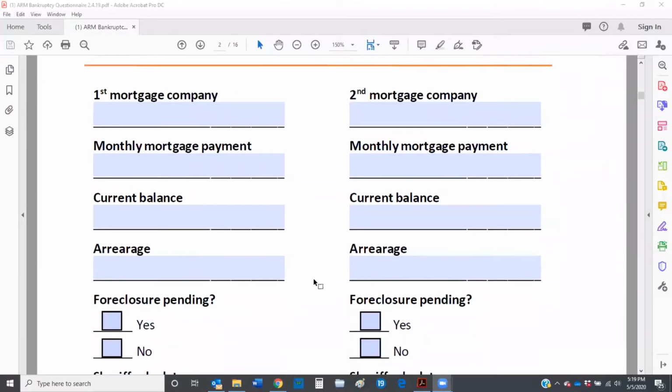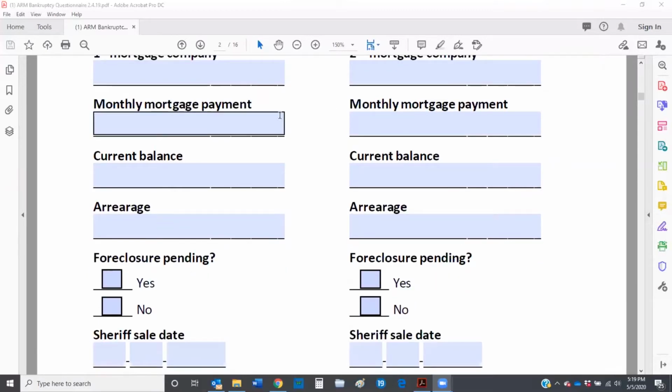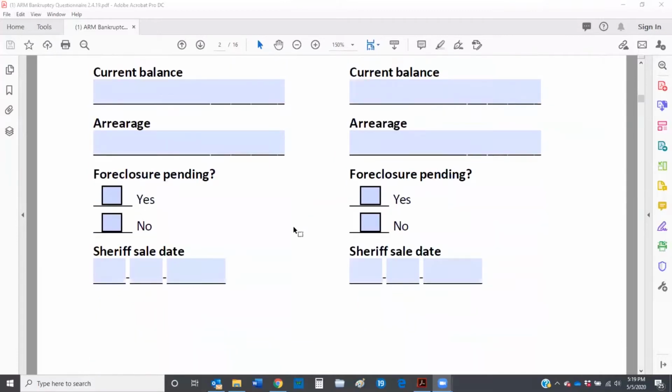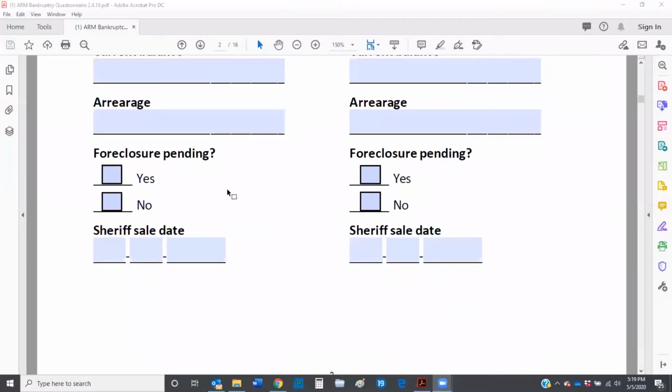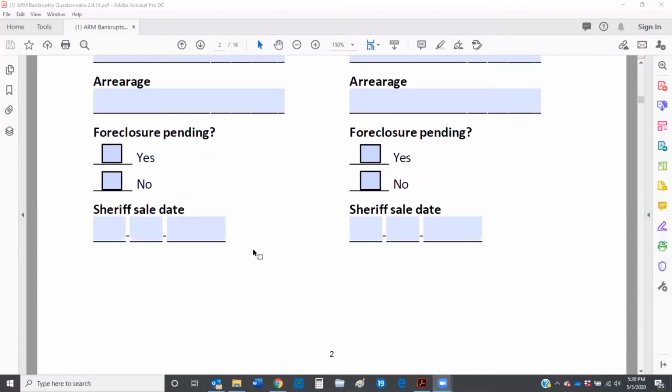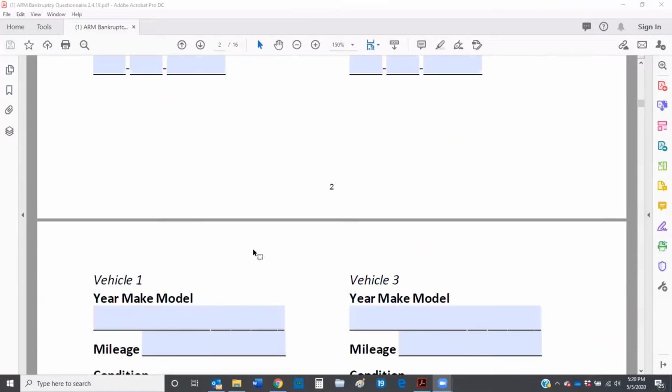Further down, it asks about mortgage company. You may have a first mortgage, you may have a second mortgage. If you have a home equity loan, that would be considered a second mortgage. You're going to list that information there. Your monthly mortgage payments, how much you pay each month, what's your current balance, as well as any arrearages. Indicating if there's a foreclosure pending, and if you have a sheriff's sale date, please write it down. It's important that we are kept up to date on any and all sheriff's sale dates.